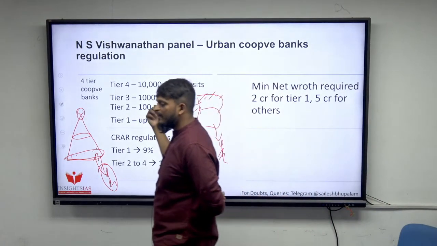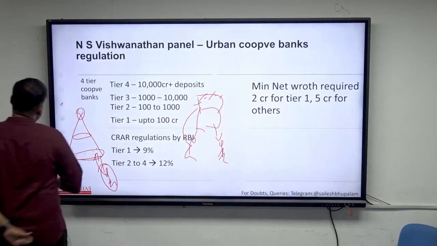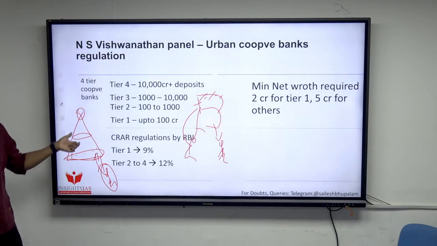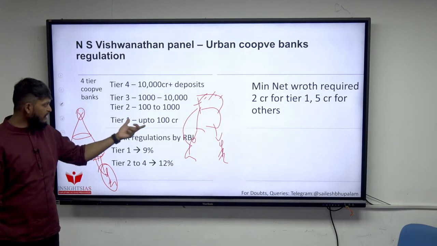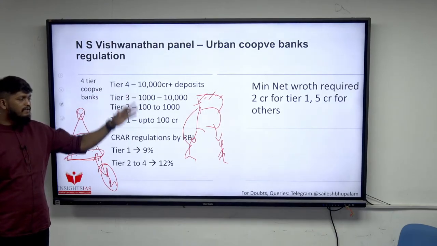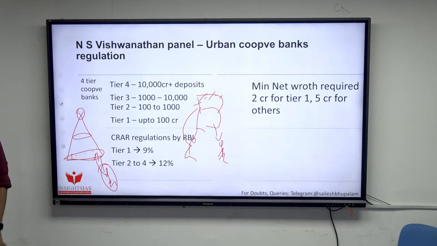With regard to urban cooperative banks, there is news right now. In this news, you can see there are four-tier cooperative banks that they are setting up. They are just classifying existing ones into four tiers. Tier 1 is up to 100 crores, tier 2 is 100 to 1000, and 1000 to 10,000 is tier 3. More than 10,000 crore in deposits, we will consider as the fourth tier.